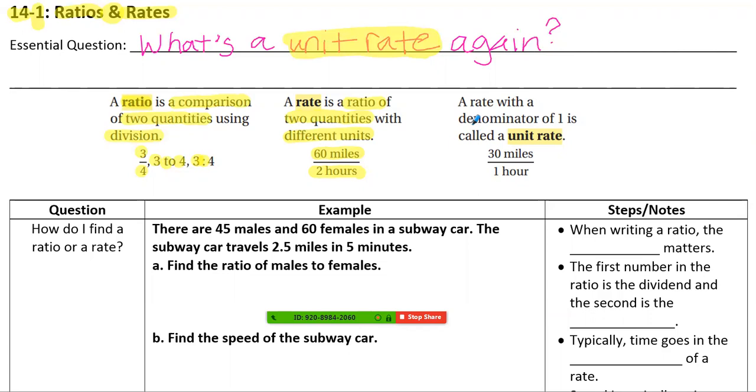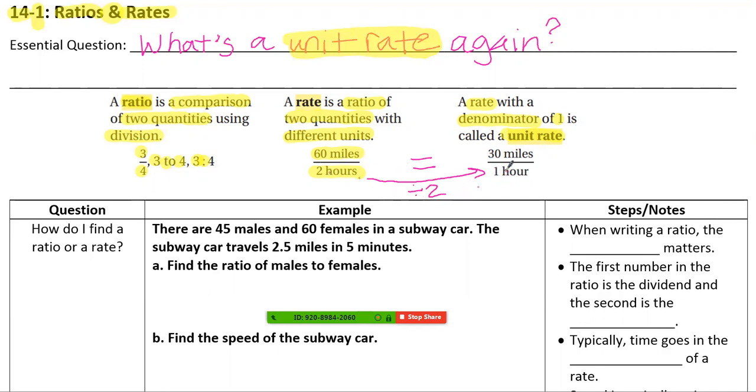And finally, a rate with a denominator of 1 is a unit rate. So instead of 60 miles for every 2 hours, we would never say that. Hey, Mom, how fast are you driving? 60 miles per 2 hours. No one would say that. They would use a unit rate, and to get to a unit rate, you want to divide the denominator by whatever divisor you need to get 1.